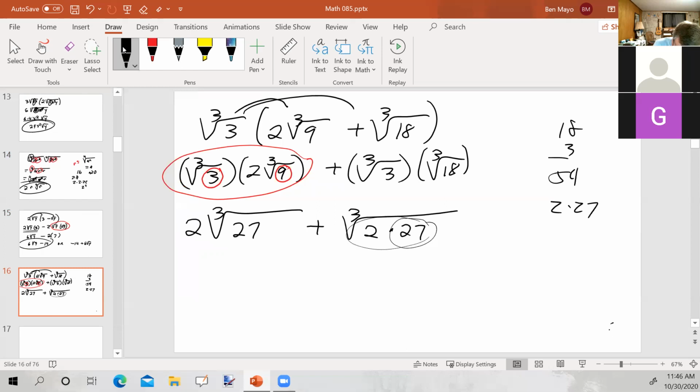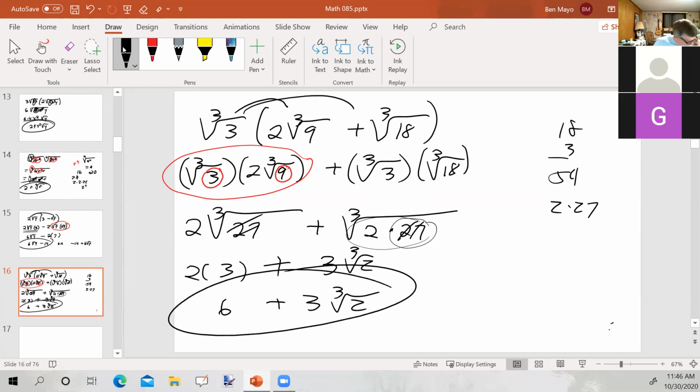Okay. So 2 times the cube root of 27 is 3, so that's going to be 6. Here, the cube root of 27 is 3 cube roots of 2. So 6 plus 3 cube roots of 2. And those aren't like terms, not like radicals, can't put them together. So don't write 9 cube roots of 2, okay? Not the same flavor of ice cream. This is Rocky Road and this is vanilla or something like that, okay? Yep. All righty.